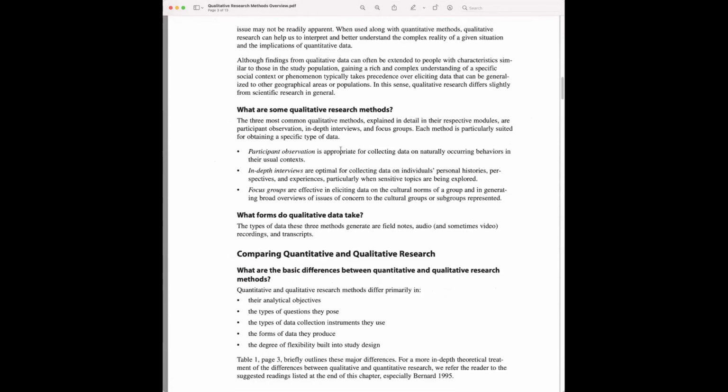Okay, so what are some of the qualitative research methods? We have participant observation, an approach for collecting data on naturally occurring behaviors in usual context; in-depth interviews for collecting data on individual personal histories, perspectives and experience; and focus group discussion for collecting them in a group. Not just about culture, but even just in a group, so you can understand the behavior of people in the group. That's what you use the word culture for here. This is not culture in terms of where you come from alone, but it's about the behavior of a group.